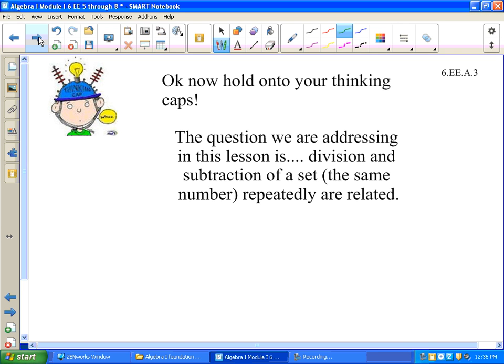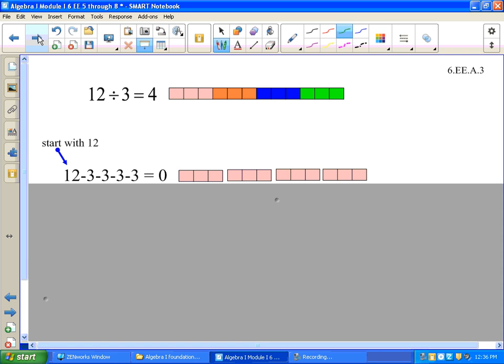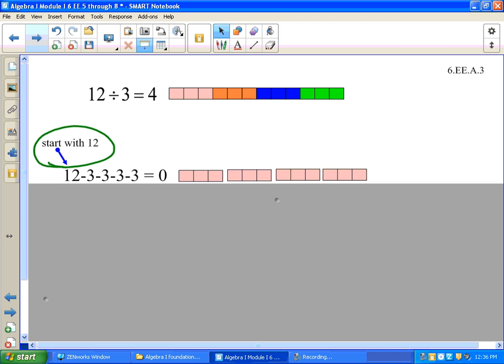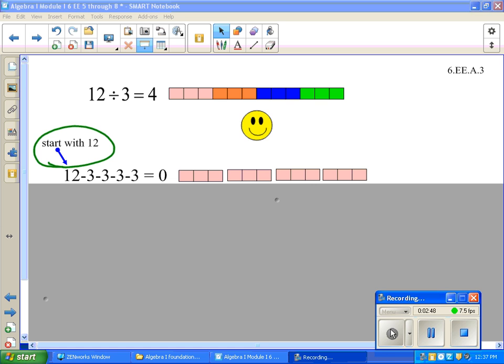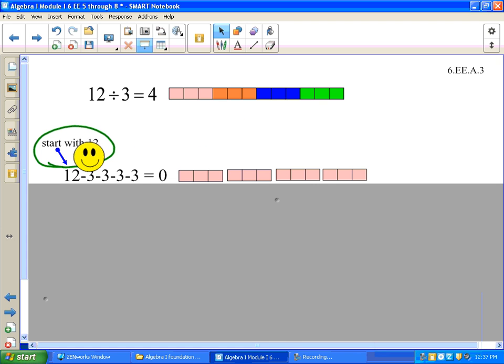The question we're addressing in this lesson is division and subtraction of a set. A set means the same number repeatedly. They are related. Whoa. 12 divided by 3 equals 4. We see our tape diagram. They're each in piles of 3, and we have 4 piles. Now, notice in this, we're going to start with 12, and I am going to subtract 3 repeatedly. So I'm taking 3 away, taking 3 away, taking 3 away, taking 3 away. It equals 0. Does it?